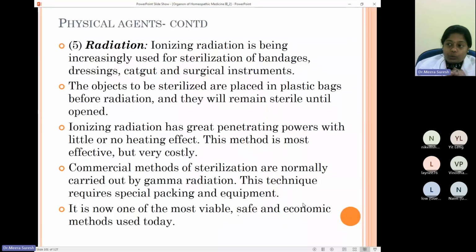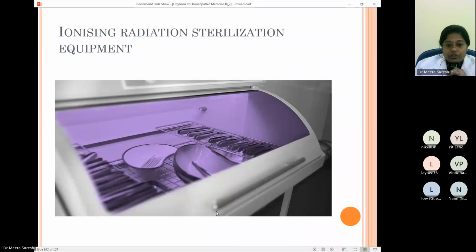They say economic, maybe once we purchase, we can use it for a long time. Maybe that is the meaning they're using for economic. However, it is very expensive actually, but it is safe, of course. So this will be the ionizing radiation sterilization equipment. So you can see the instruments that are being used in the hospital kept for the sterilization.